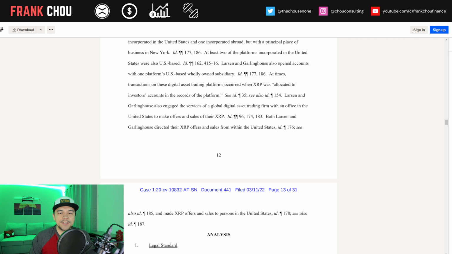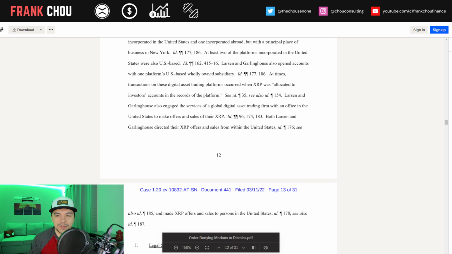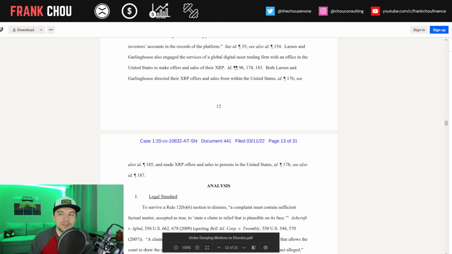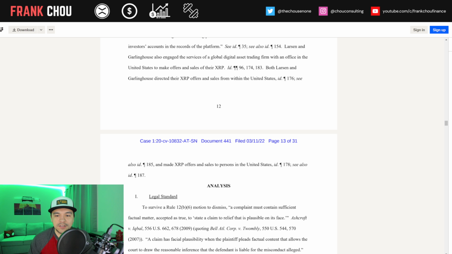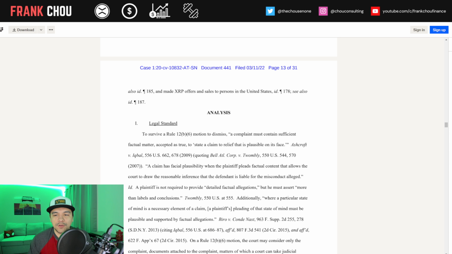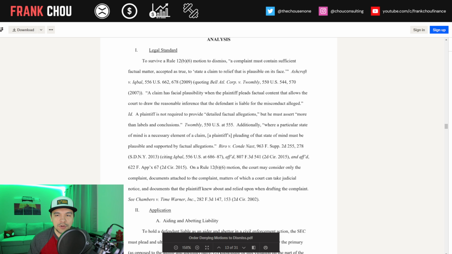At times, these transactions on these digital asset trading platforms occurred when XRP was allocated to investors' accounts in the records of the platform. Larsen and Garlinghouse also engaged the services of a global digital asset trading firm with an office in the U.S. to make offers and sales of their XRP. Both Larsen and Garlinghouse directed their XRP offers and sales from within the United States and made XRP offers and sales to persons in the United States.